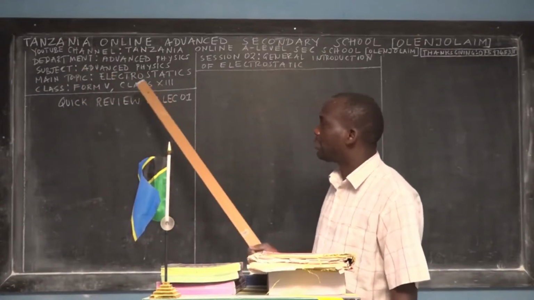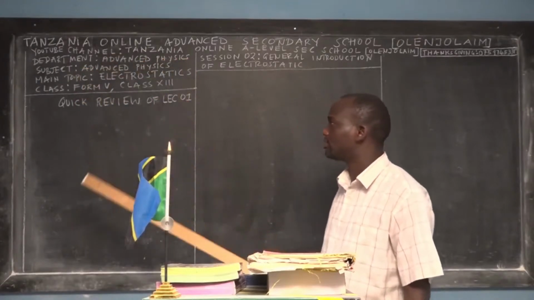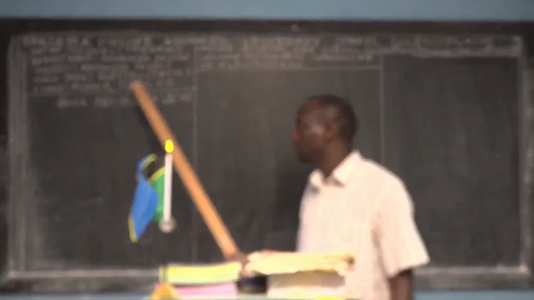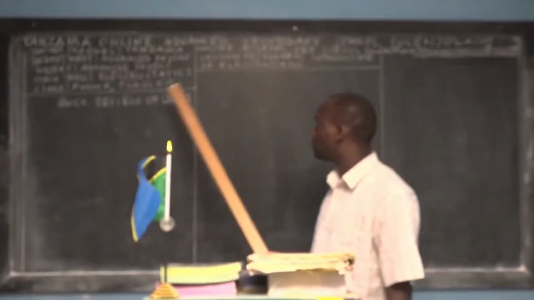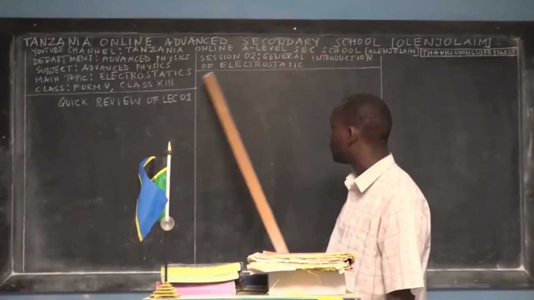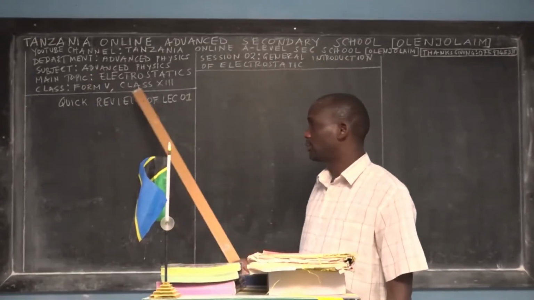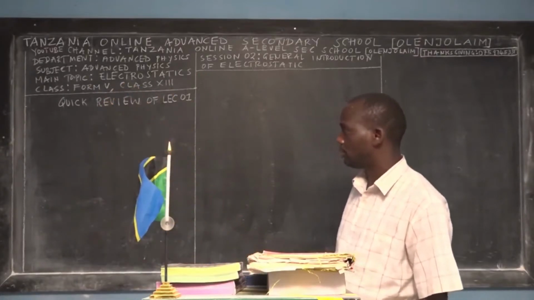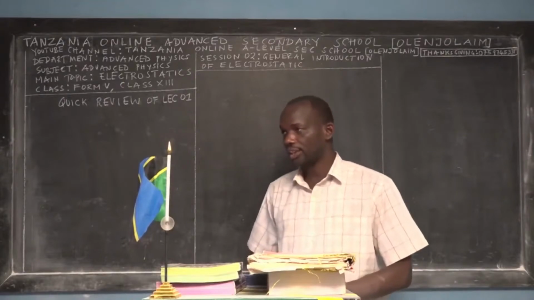So we have 3 departments. One of the departments is advanced physics. The subject that we are going to discuss is advanced physics, and the main topic is electrostatics. The subtopic that we are going to learn today is general introductions of electrostatics. This material is for Form 5 or Class 13. It's the last topic in Form 5 education.